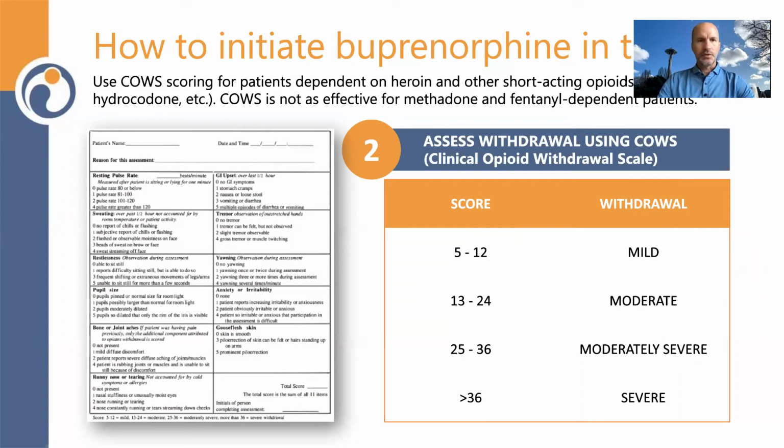We typically use what's known as a COWS score, a clinical opioid withdrawal scale. And it has several categories that you can score as a provider, and you can assess the severity of the patient's withdrawal. Again, some patients may report higher symptoms of withdrawal even early after last use. Medications that are short acting, like fentanyl, can cause withdrawal symptoms even within several hours after the last use.